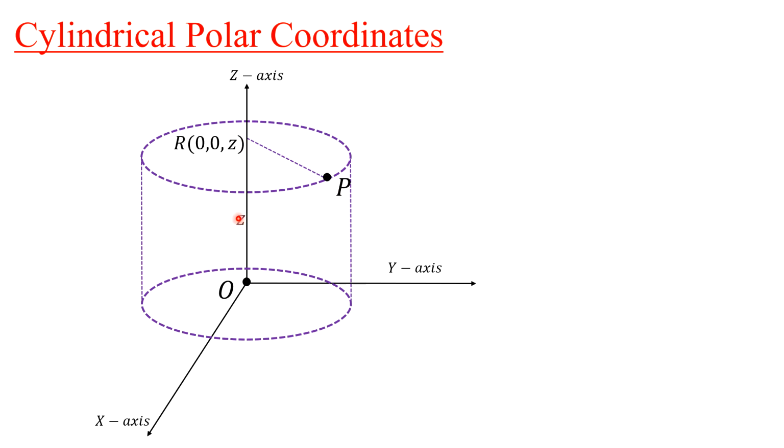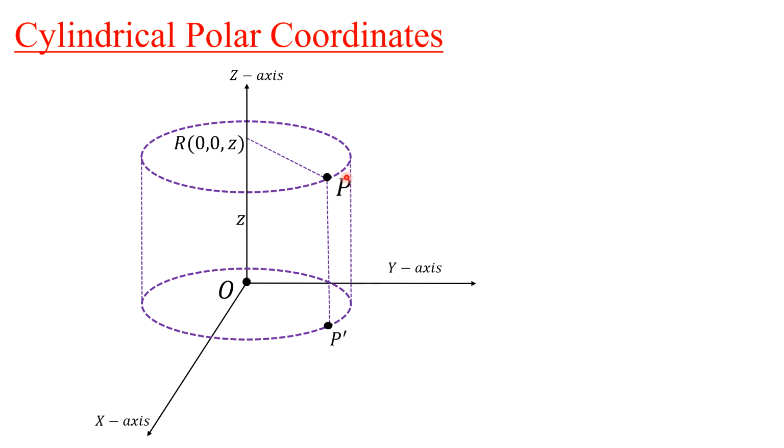But you can see that at this height z, there are again infinitely many points which lie on this circle. Every point on this circle has height z above the xy plane. So how do we identify this unique point? Right now we know that the point lies on the cylinder at height z. The second thing is, what is the radius of that cylinder?